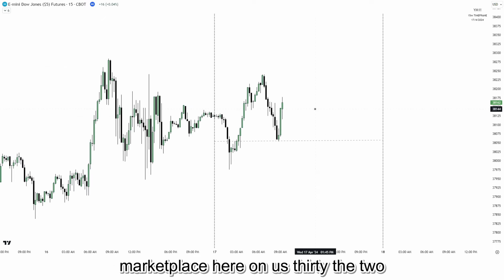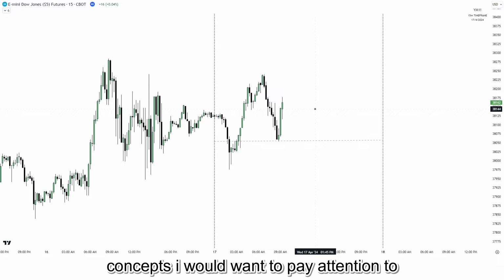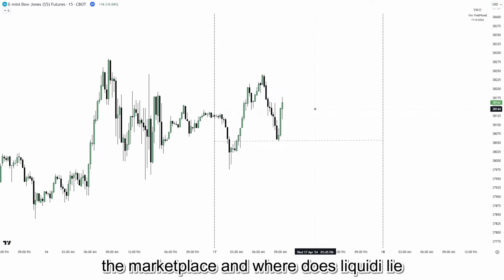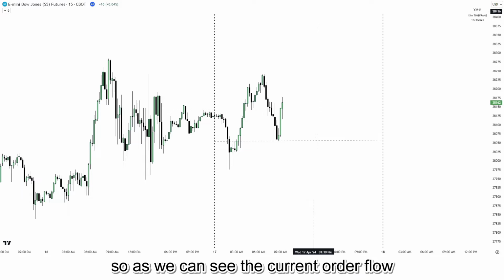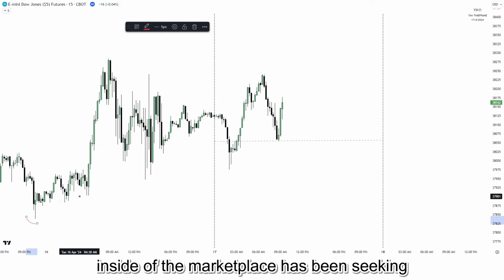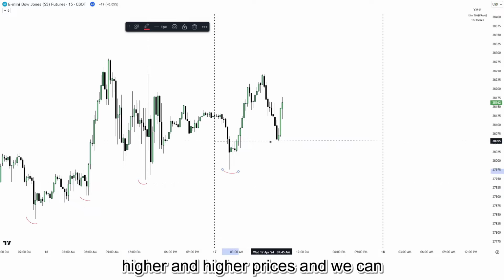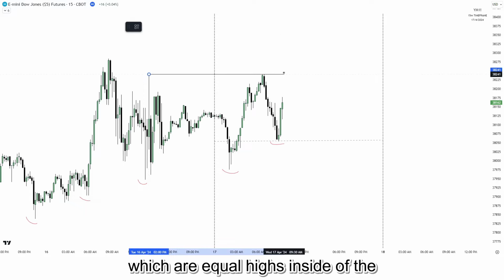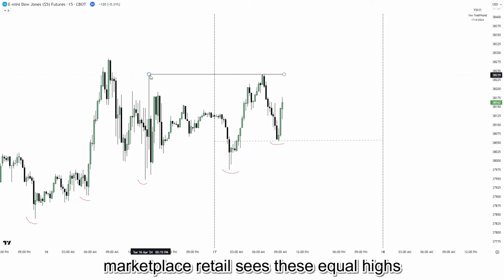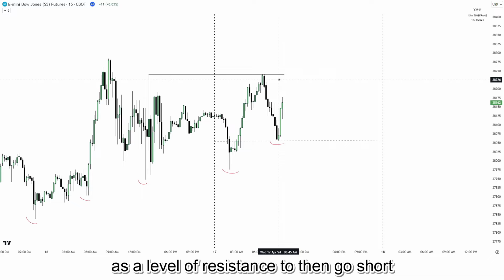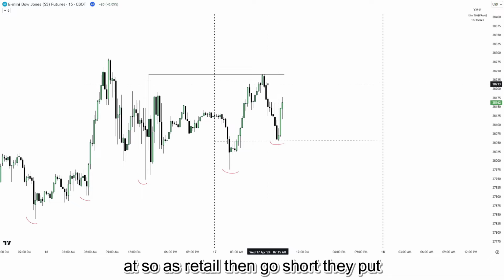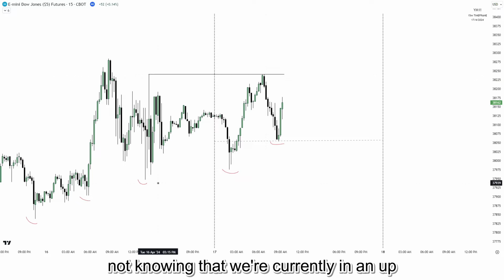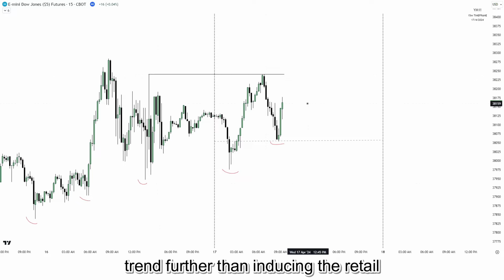Coming into the marketplace here on US 30, the two concepts that we want to pay attention to are what is the current order flow inside of the marketplace and where does liquidity lie. As we can see, the current order flow has been seeking higher and higher prices, and we can obviously identify these highs above us, which are equal highs. Retail sees these equal highs as a level of resistance to go short at. So as retail goes short, they put their stop loss back above these highs, not knowing that we're currently in an uptrend, further inducing the retail crowd.